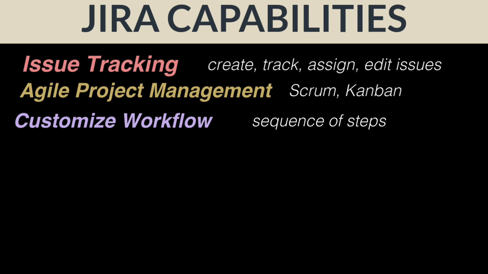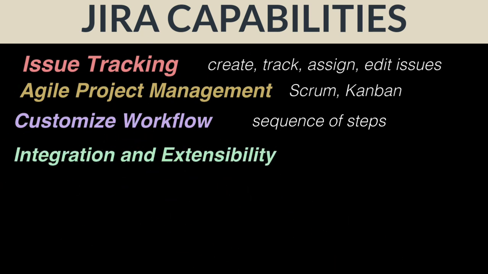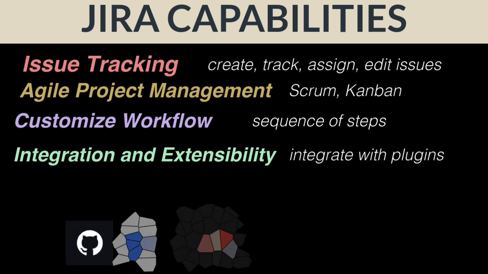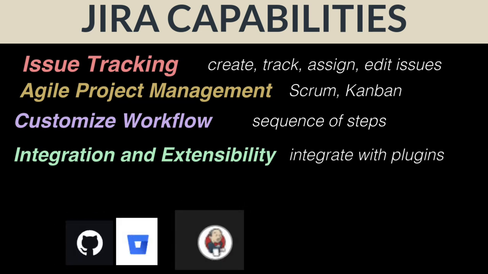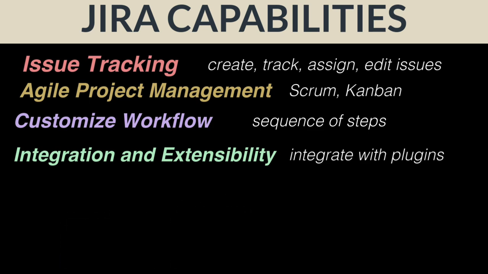Then, integration and extensibility. To utilize full potential of Jira and use Jira for end-to-end project management, we can integrate it with different useful tools. For example, we can do integration with code hosting platforms like GitHub, Bitbucket, etc., or deployment pipelines like Jenkins or other tools like Confluence and many more.